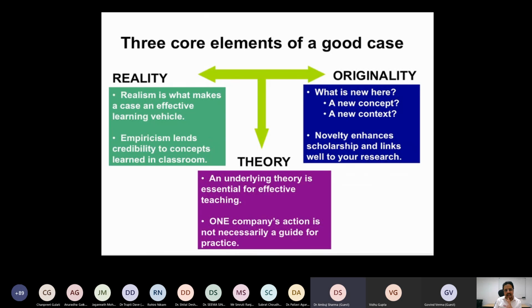Anyway, novelty enhances scholarship and links well to your research. Now, when you're looking into a new perspective or new dimension, you have a tendency to come up with something which has never ever happened, and cases are looking for that. I mean, every case is different from the other one.